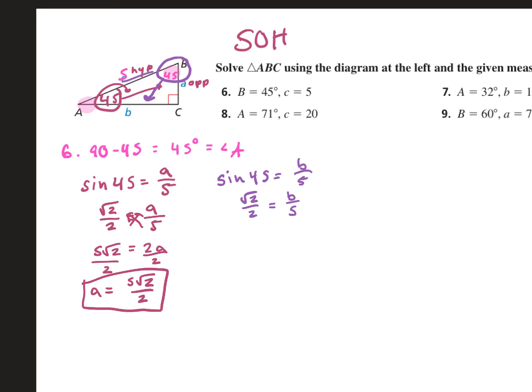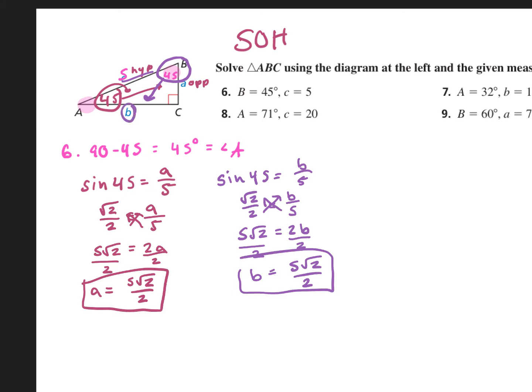Cross multiply, then divide. So cross multiplying, we get 5 square root 2 is equal to 2B. Divide by 2. B is equal to 5 square root 2 over 2. We also know, since this is a 45, 45, 90 triangle, B and A are going to be the same thing because it's technically isosceles, because 45 and 45. So that's why they're the same.